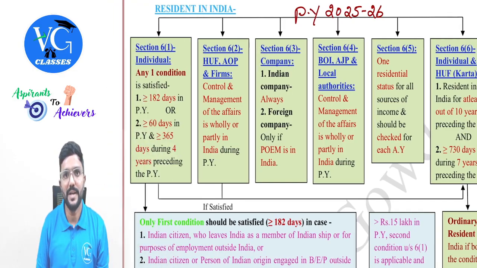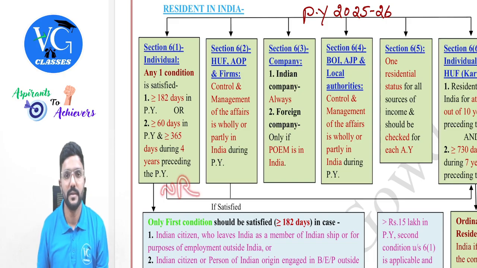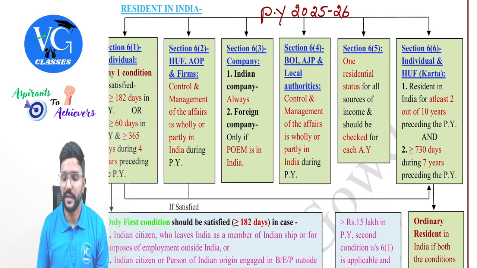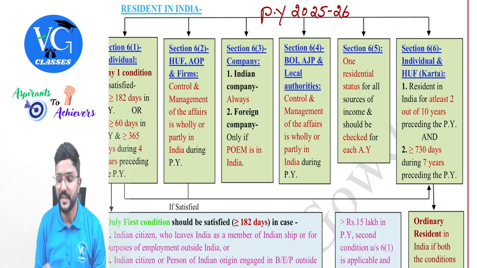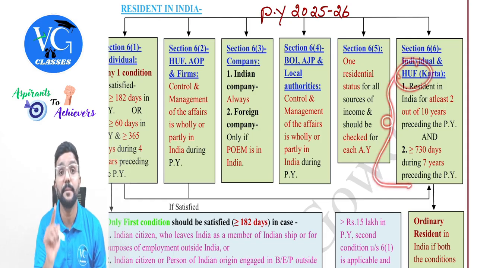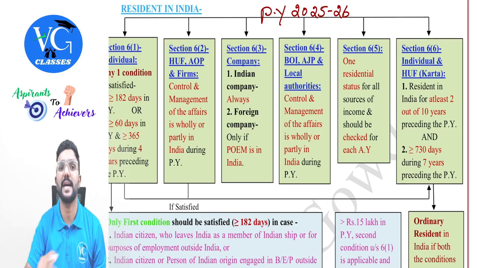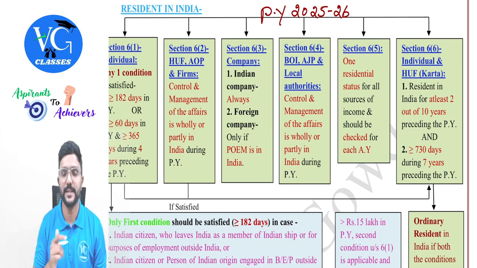But now assume a Karta in his individual capacity has become non-resident. But for HUF, can we check these additional conditions? Yes. Even though the Karta is a non-resident in his individual capacity, if he satisfies both these conditions, then the HUF can become ordinary resident, guys. Hope you got it. Clear? Yes, sir. Fine. Let us move forward.